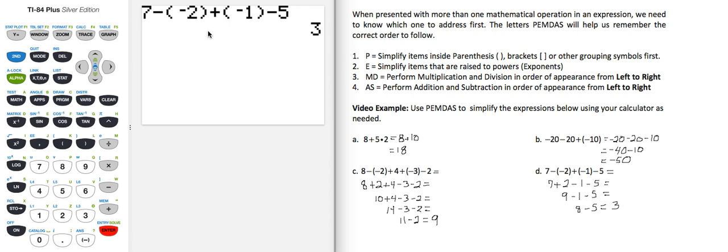So putting these in your calculator is great. It's going to give you a nice result at the end. I do recommend showing this work and following the steps of PEMDAS so that you understand where these results are coming from.